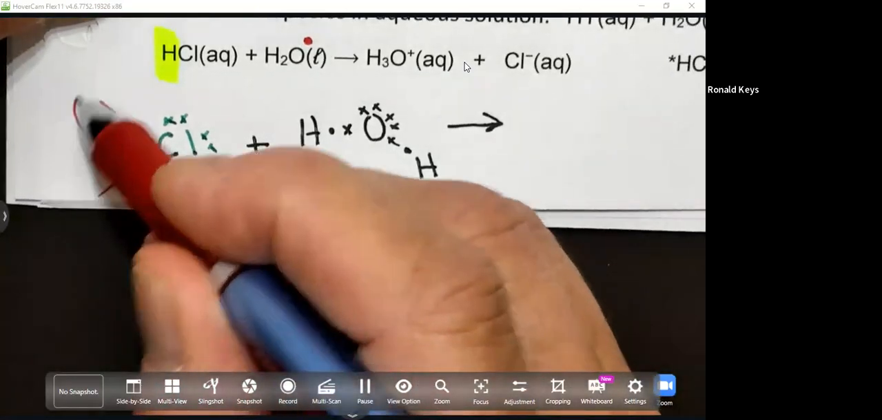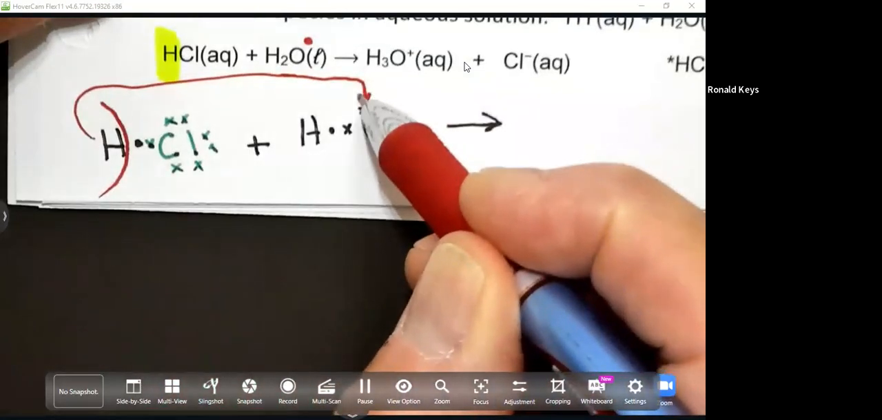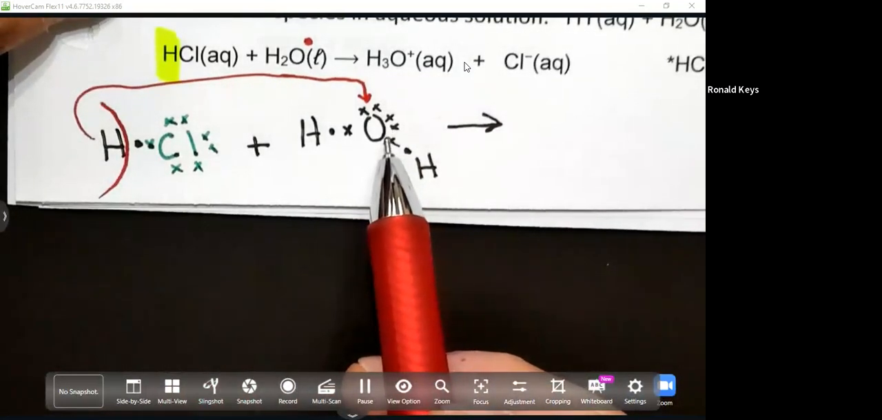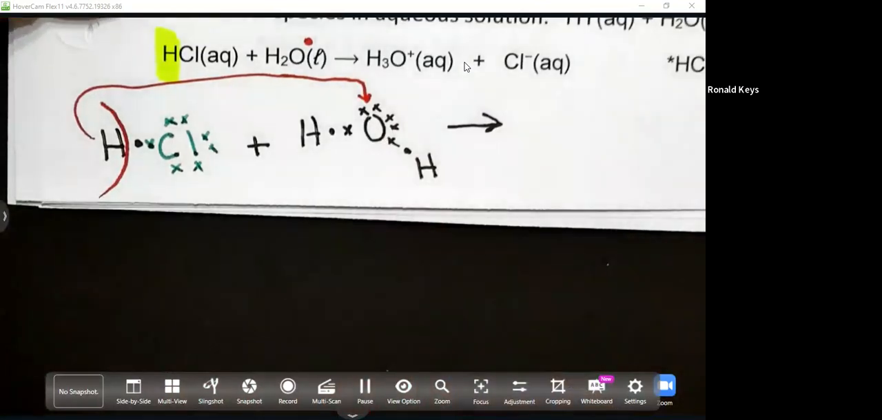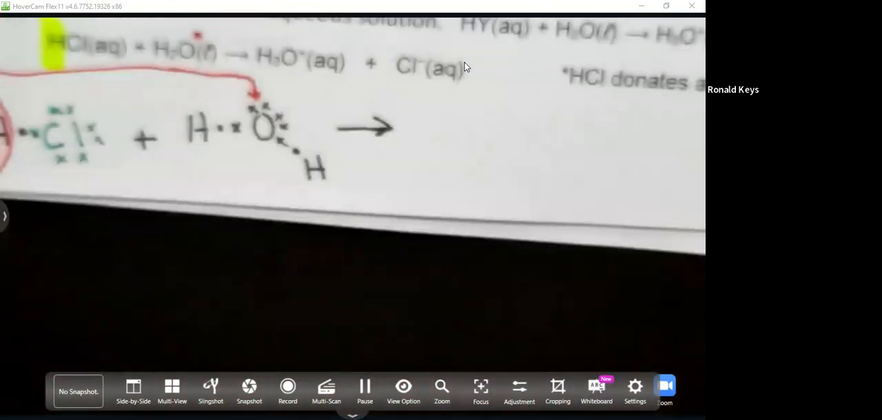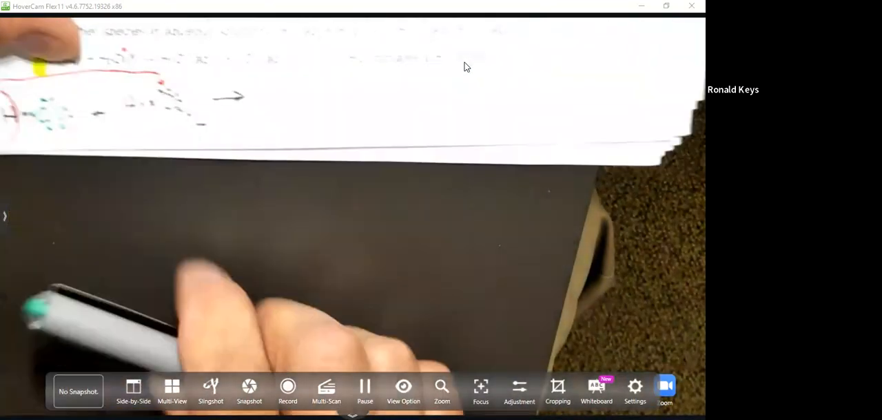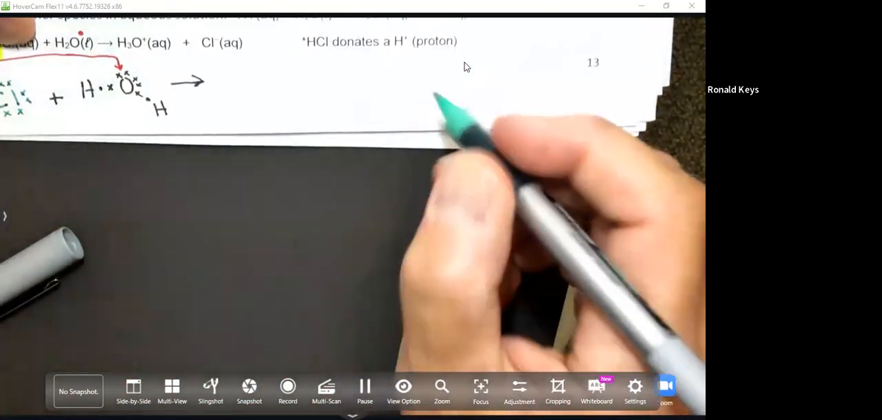What's that positive proton going to do? It's going to look for a negative charge to bond to. What does it do? It bonds to one of these pairs of electrons right there, either that one or this pair. So let's make a space here and go over. Let's deal with this first. Let's go over here to my right.